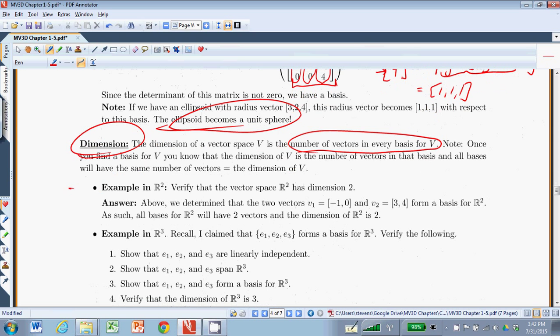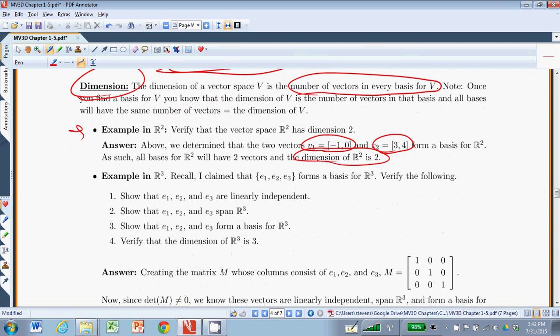So for example, verify that the vector space R2 has dimension 2. Well, we figured out that V1 and V2 form a basis. There's 2 of them, so the dimension of R2 is 2. And you probably would have guessed that without all of this formal vector space definition and linear combinations.